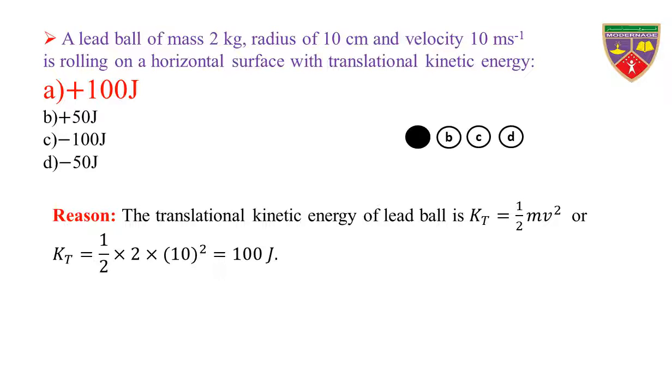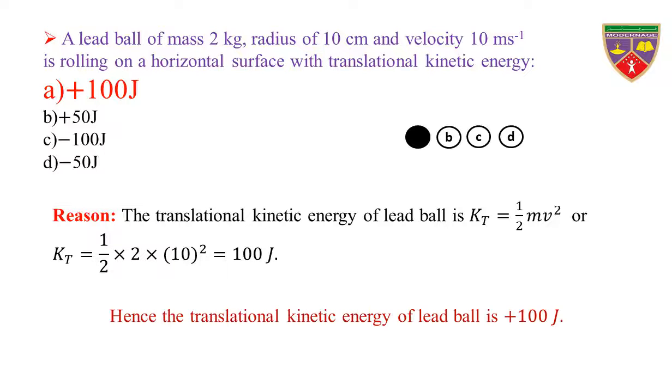Reason. The translational kinetic energy of the lead ball is KT = 1/2 mv², or KT = 1/2 × 2 × 10² = 100 joules. Hence, the translational kinetic energy of the lead ball is 100 joules.